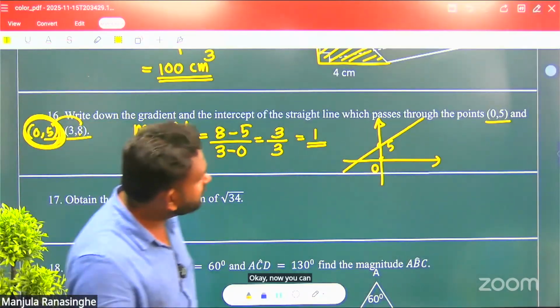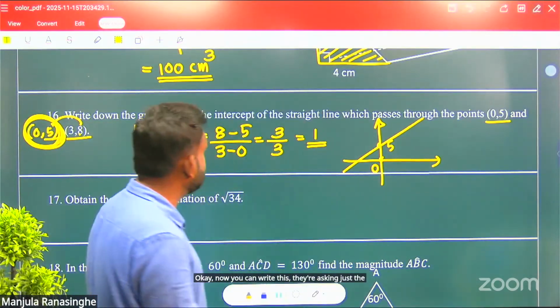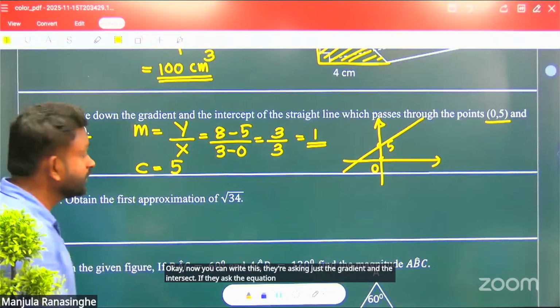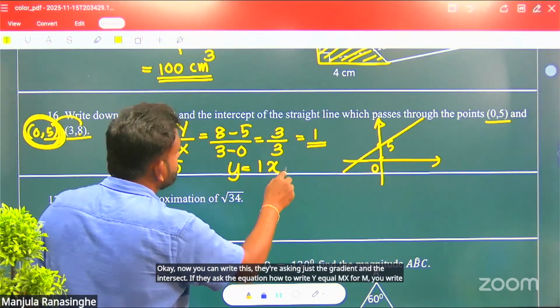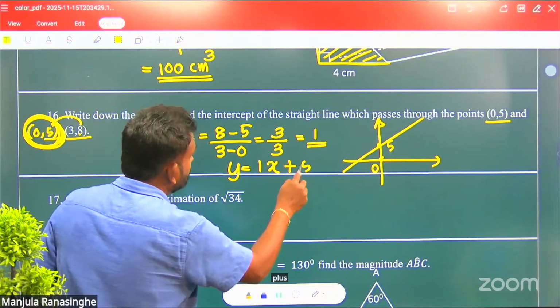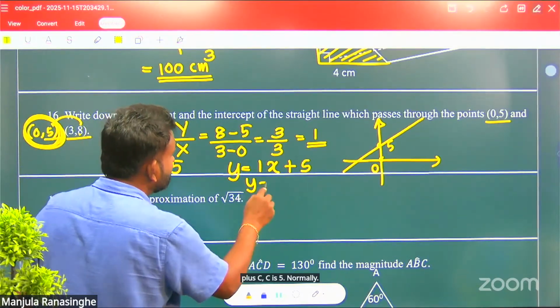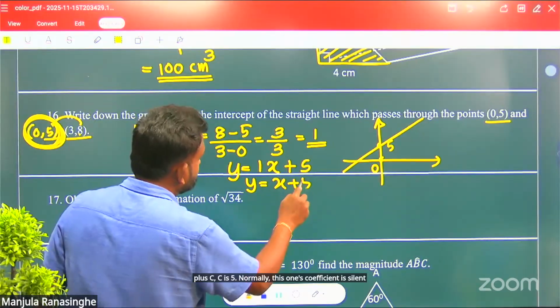Okay, now you can write. They are asking just the gradient and the intercept. If they ask for the equation, how to write: y equal mx plus c. For m you write 1x, plus c is 5. Normally this coefficient is silent, so you write y equal x plus 5.